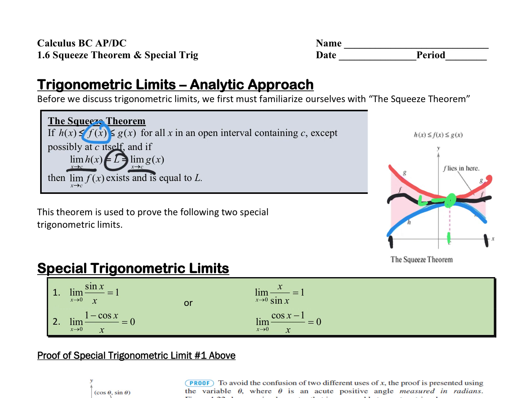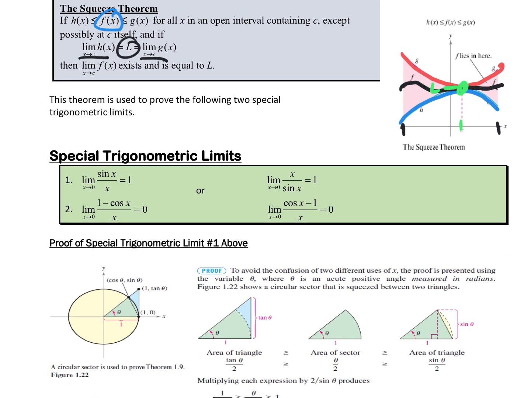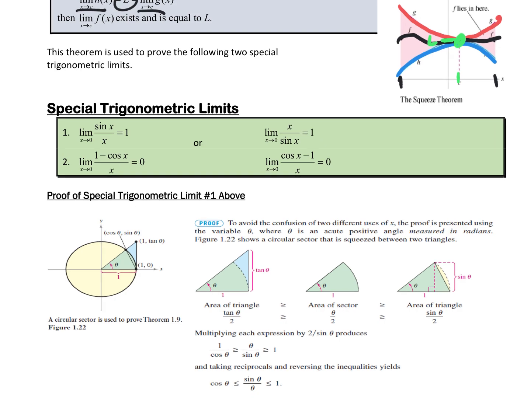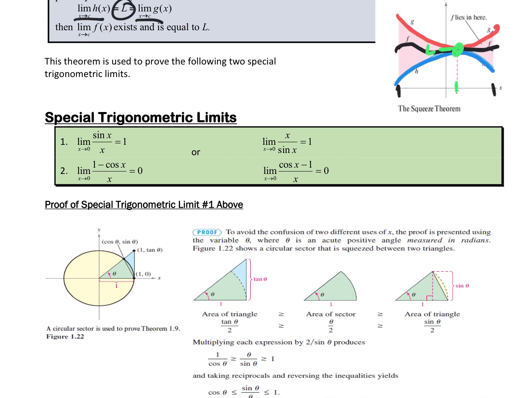We're going to use the squeeze theorem here to prove one of these special trig limits. We're going to prove that the limit as x approaches 0 of sine of x over x is equal to 1. If you try direct substitution with this limit, you get 0 over 0, which is an indeterminate form, and we can't do anything with that. So we're going to prove that it is equal to 1 using the squeeze theorem.